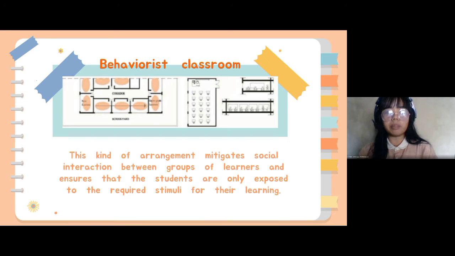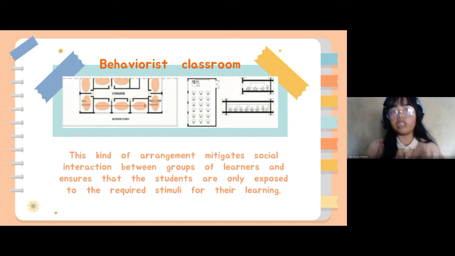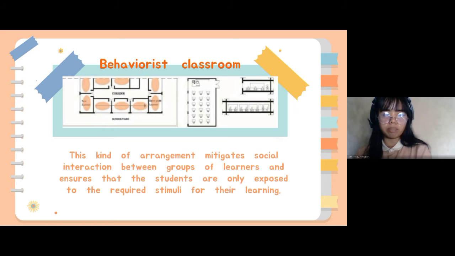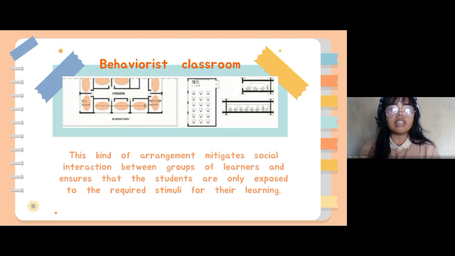As you can see from the picture behind me, the classrooms are laid out in linear rows along a corridor, with the room for new learners on one end and progressing to the upper grade learners on the other end. Inside the classrooms, the students are also arranged in a similar way, in straight rows, while the teacher is positioned in the front. This kind of arrangement mitigates social interaction between groups of learners and ensures that the students are only exposed to the required stimuli for their learning.